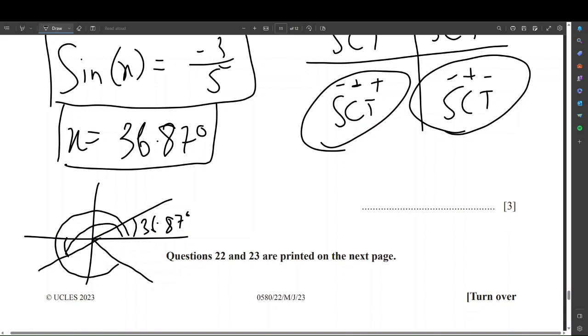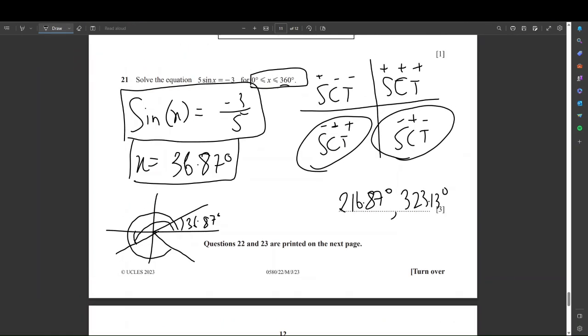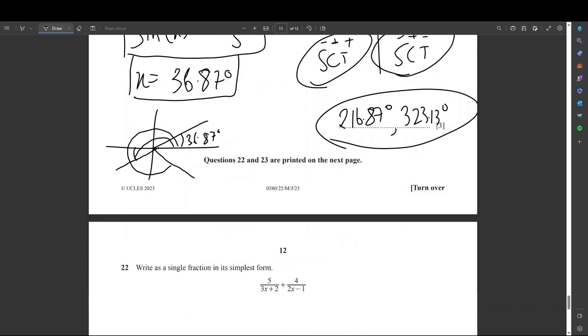So let's do 180 plus 36.87, that's going to be 216.87 degrees. And the next one is 360 minus 36.87, which is 323.13 degrees. And over here, if you notice, it says solve the equation and it's worth 3 marks, so there are probably going to be more than one solution, which is what we saw over here.